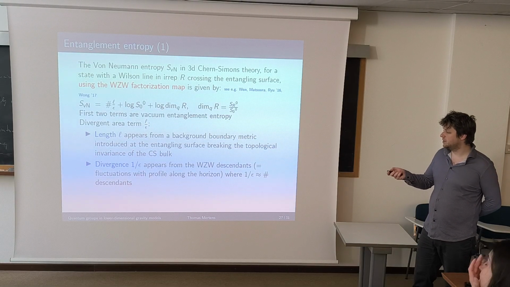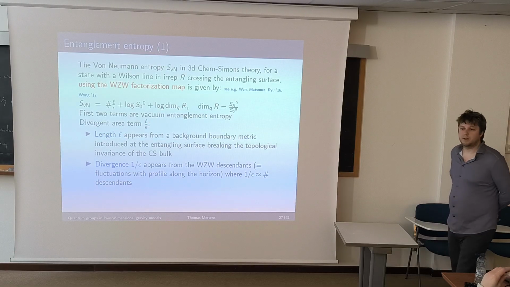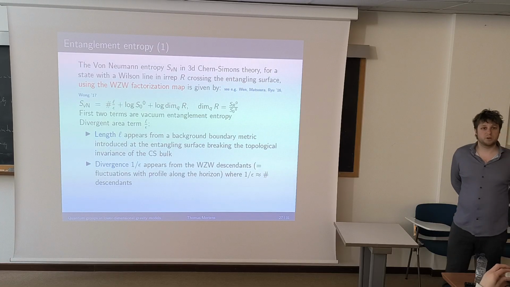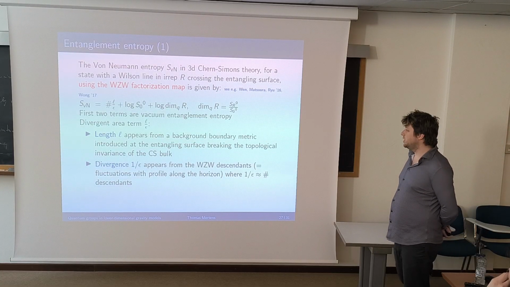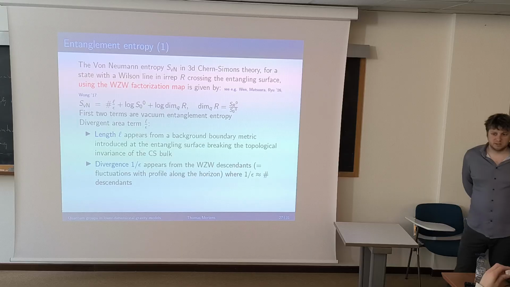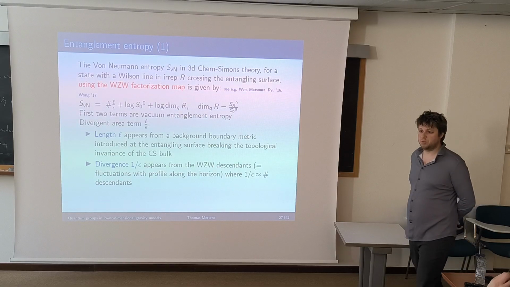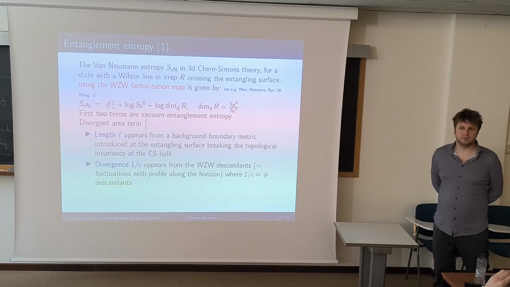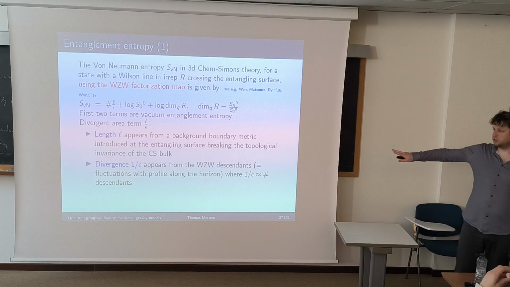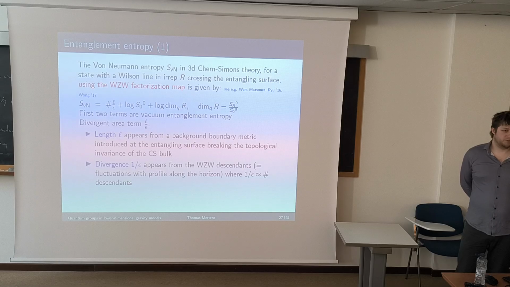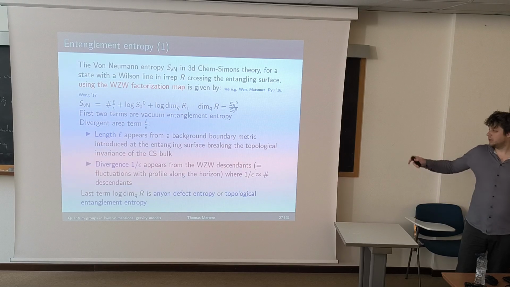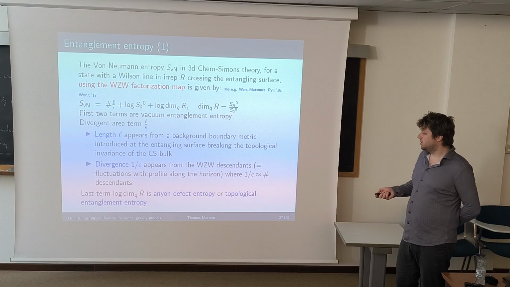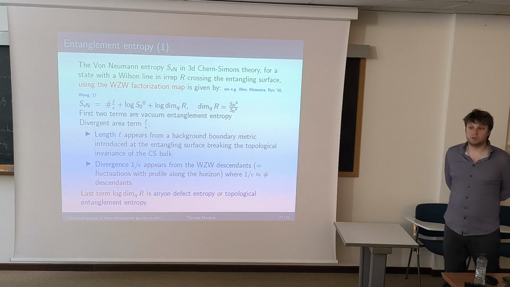And then secondly, it scales as 1 over epsilon. It's divergent, of course, and this is actually coming from the fact that in the WCW model at the boundary, for each primary there's an infinite number of descendants. And you're essentially counting all of the descendants per primary, and there are an infinite number of them, and that's where you can track this 1 over epsilon to, in this case. So these are just some comments about what it looks like if you try to factorize Chern-Simons theory with the WCW map. And then this last term is actually an interesting one. This is called the anion defect entropy or topological entanglement.